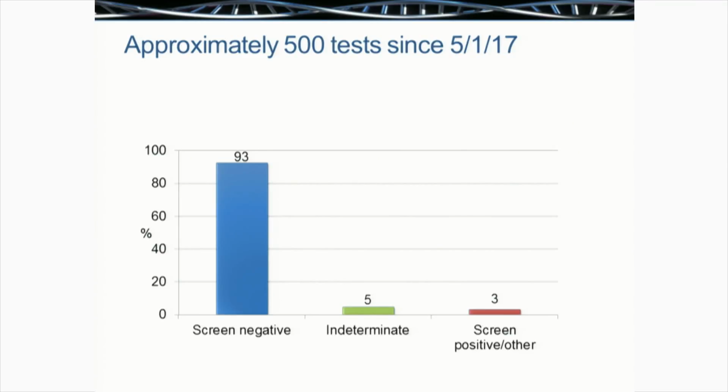So we do 2 runs of our genome sequencing for prenatal testing per week. And thanks to Fong and Bob who pulled this data for me. We've done approximately 500 tests since May. For us, that's a lot of tests. Clinical chemistry, not even paying attention to that. But what we've seen since May, 93% of our samples have been screened negative.